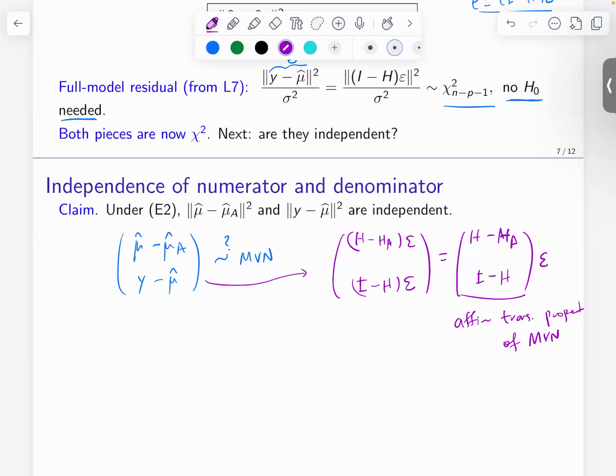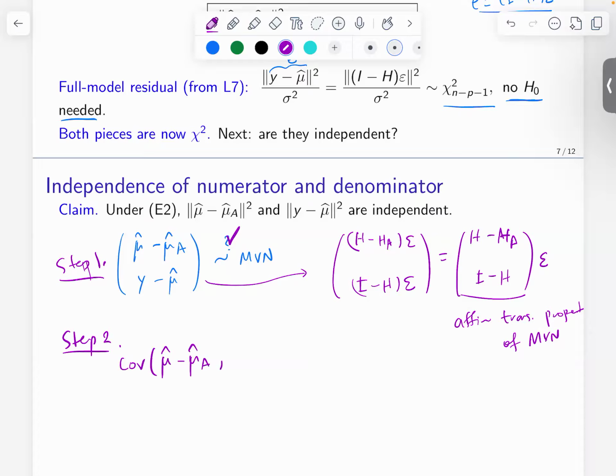That's good. So we know a lot about multivariate normal random vectors. So what is the next step? Step one, this is true. Step two, show that they're uncorrelated. And then we get independence for free because we are under the MVN distribution. So how do I show that they're uncorrelated?